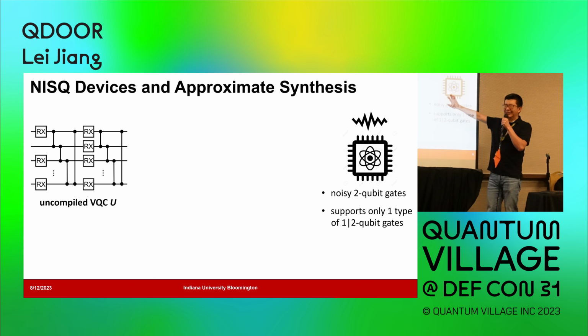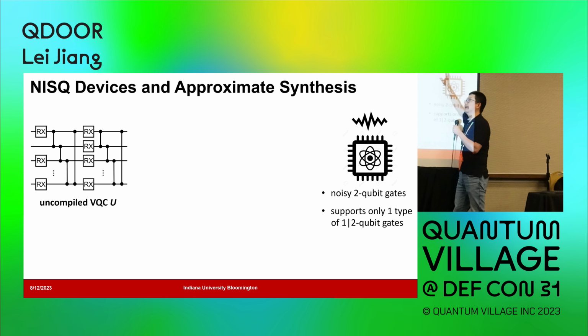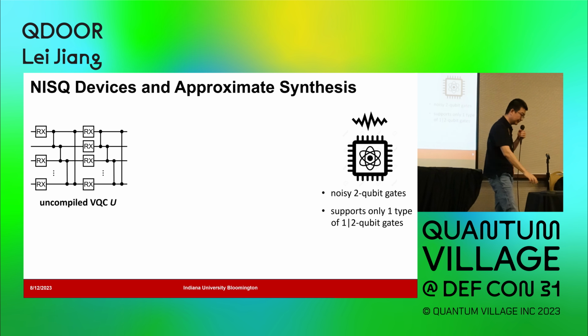So nowadays, for the NISQ computer, any computer from IBM, it can only support a very small native gate set. In the native gate set, you can only maybe choose CX gate or CR gate as the 2-qubit gate. It can only support one type of 2-qubit gate. But during the design, you can use many powerful and complex 2-qubit gates. In order to deploy this design to the NISQ computer, you need to do some synthesis.